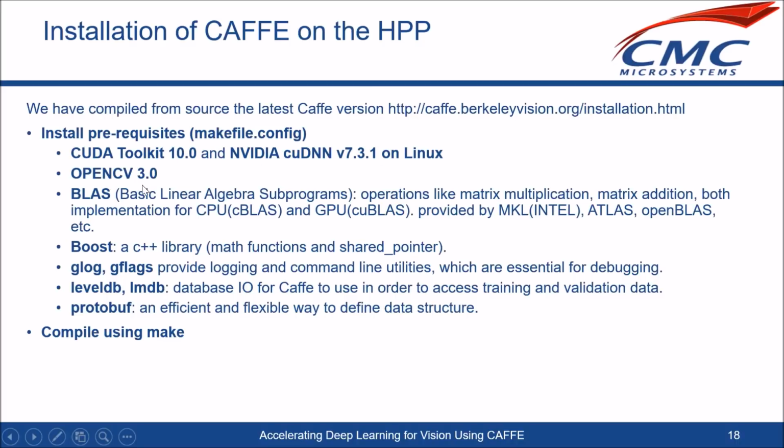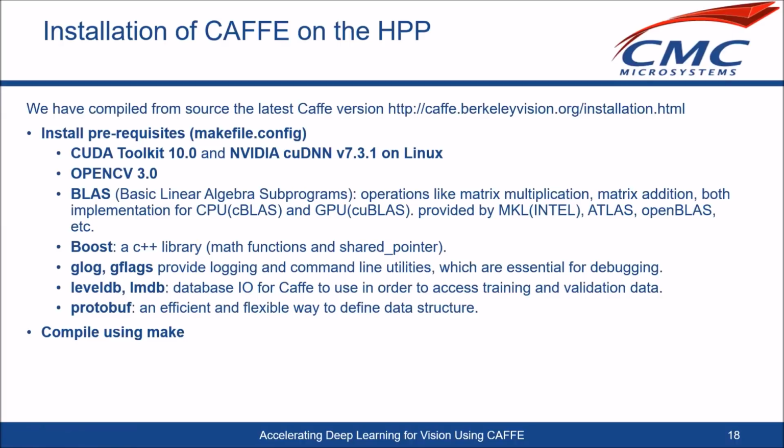OpenCV 3.0. BLAS is the basic linear algebra library, which is used basically to do matrix multiplication, addition, and all the basic linear algebra operations. Boost, a C++ library, which offers math functions and shared pointers. Glog and GFlags provide logging and command line utilities, which are essential for debugging. LevelDB and LMDB are very important because they are used to deal with databases during the training.